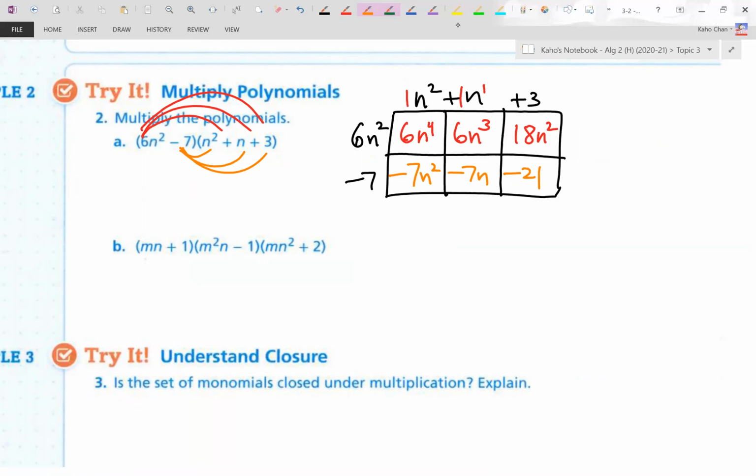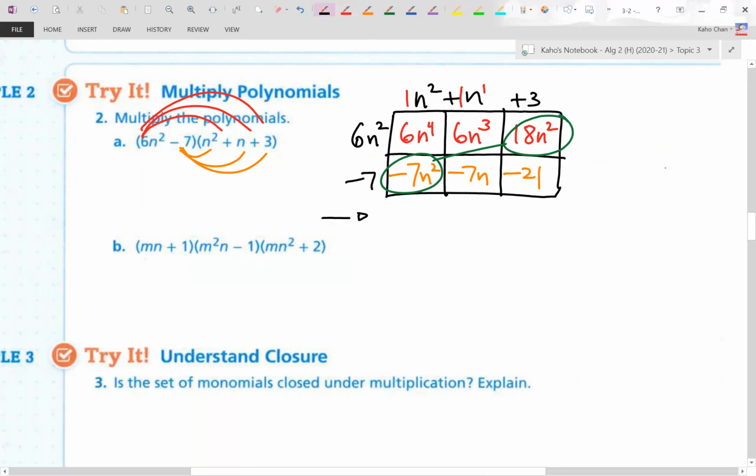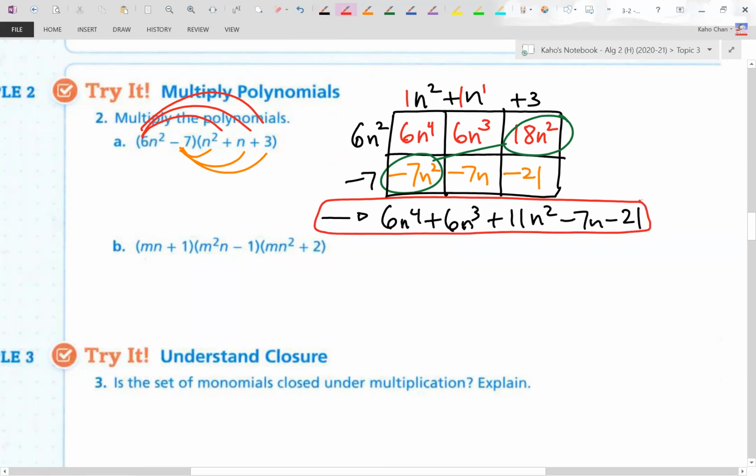Now, this is kind of interesting. There's only 2 terms that I see that are the same like terms. Those are the n squares. Everything else is basically on their own. So my final answer is, look in the box here, 6n to the 4th plus 6n to the 3rd. And the middle 2 terms out of the 6, -7 plus 18 is plus 11n squared. And then bring everything else down. I'm kind of in the habit of putting this in descending order. Standard form makes life easier for the teacher. There it is. Yay.